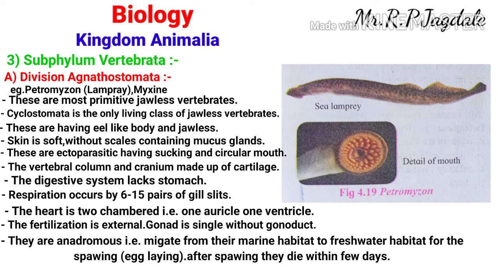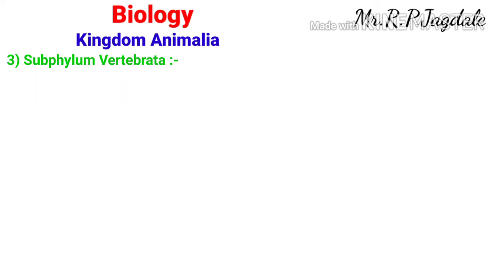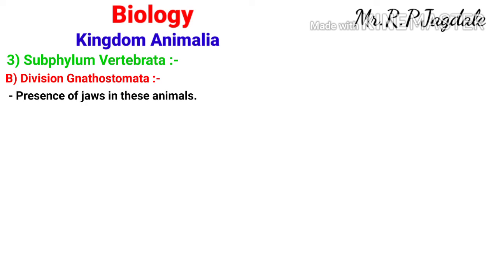Now there is also a second division, called gnathostomata. That means they are characterized by presence of jaws. Surrounding the mouth there is a presence of jaws, and animals which have jaws are included under the division gnathostomata. The mouth is surrounded by the jaws.